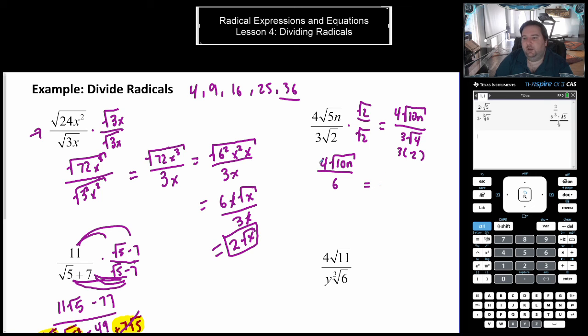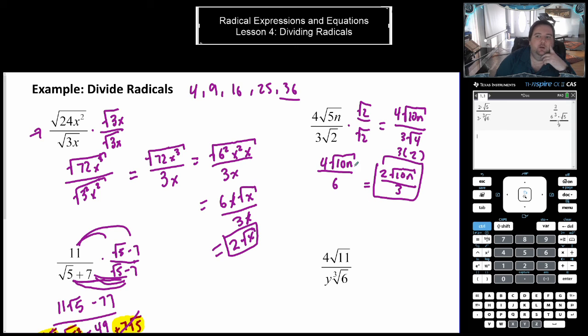Finally, we can reduce these. This is 4/6. We can reduce it to 2/3. So 2 root 10n over 3. Where instead of 4/6, we change it to 2/3. Just reduce it down. There we go. Simplified form. Okay.